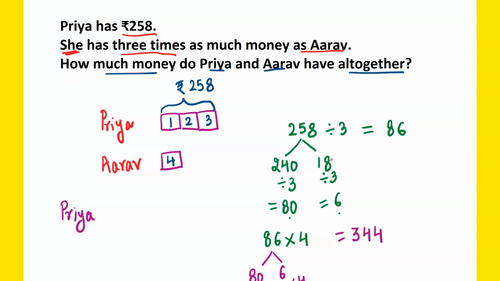344. We can write down: Priya and Aarav all together have rupees 344.